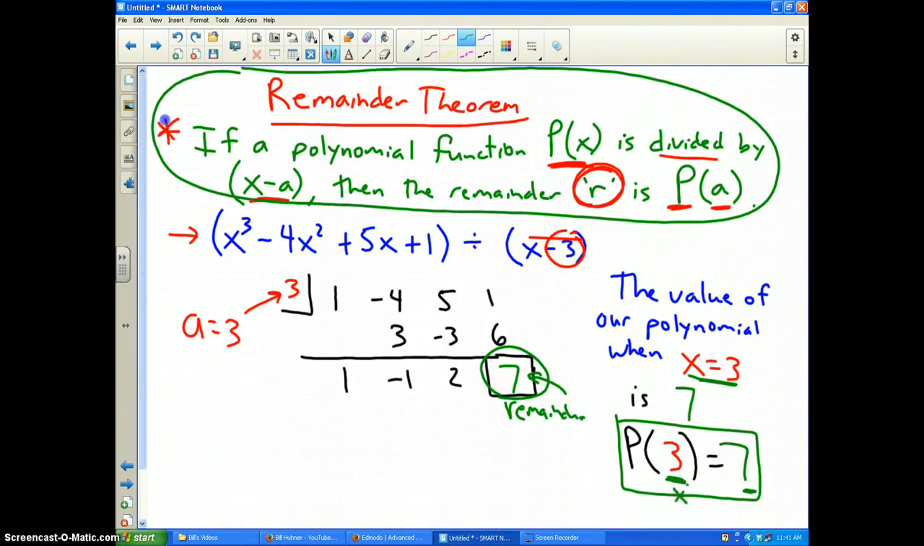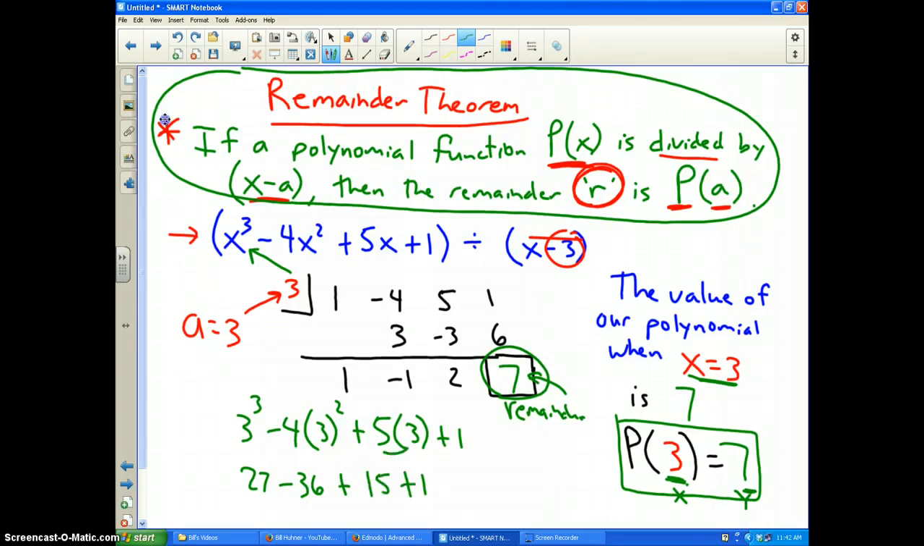So that's my x value, and that would be my y value if I wanted to plot it on a graph. Now I can prove it to you. If I take the number 3 and put it in for x, I get 3 to the third minus 4 times 3 squared plus 5 times 3 plus 1. Well, 3 cubed is 27. 3 squared is 9 times 4 is negative 36. Plus 5 times 3 is 15 plus 1. Well, this is negative 9 plus 15 makes positive 6 plus 1 makes positive 7. And it checks. It does exactly what we said.